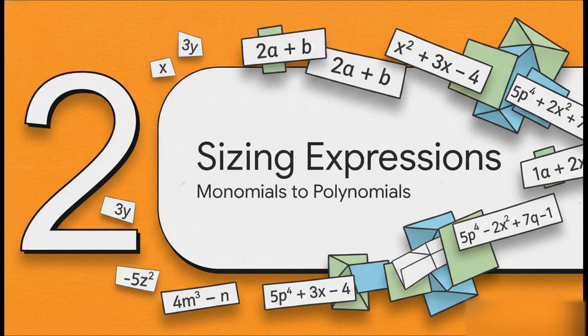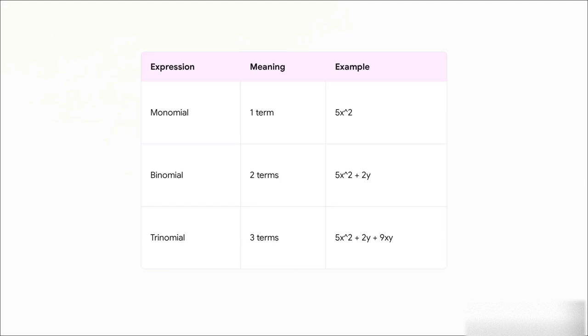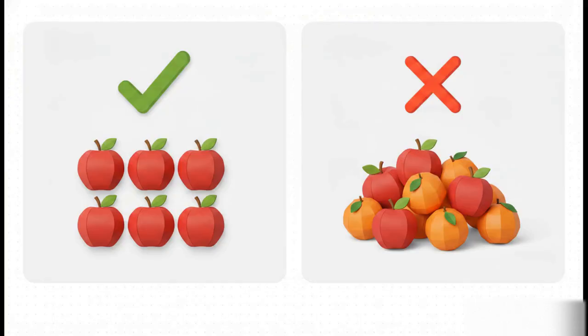Moving right along to Section 2, monomials to polynomials. This is all about sizing up expressions. We basically name these mathematical phrases based on how many terms they have. Just like prefixes in everyday English, mono means one. So a monomial is an expression with one term, like 5x squared. Bi means 2, making 5x squared plus 2y a binomial. And tri means 3, giving us our trinomial. And for the whole shebang, anything with one or more terms with non-negative integer exponents falls under the big umbrella category of a polynomial.